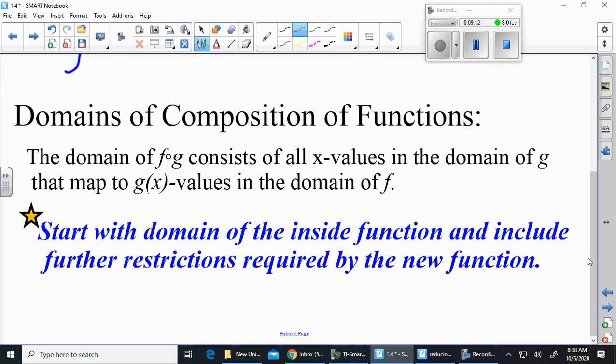So the domain of f of g consists of all x values in the domain of g that map to values in the domain of f. Now really, what does that mean? Start with the domain of the inside function. That's the most it can be, but it might be less than that. So there might be further restrictions required by the new function that you have to be careful with.